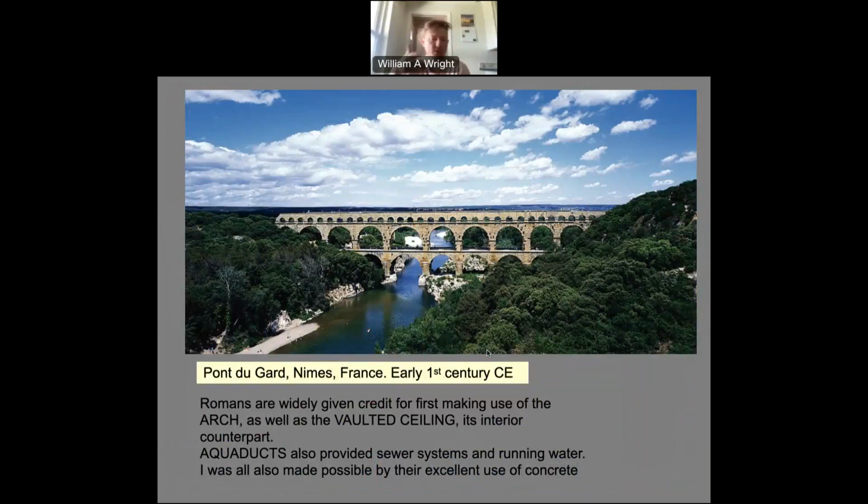Romans were widely given credit for the use of the arch. We talked about that in the architecture chapter, but the Romans really highly developed it. They developed the vault, they developed the dome, they do all this stuff. So don't forget that the arch is a part of this. The vaulted ceiling is basically an arched hallway. The dome is an arch that spins on an axis.